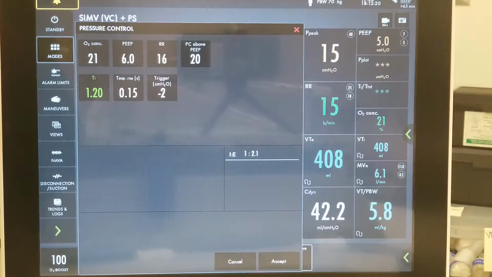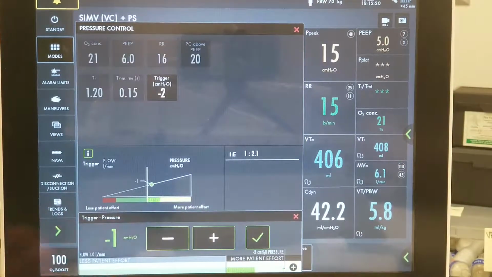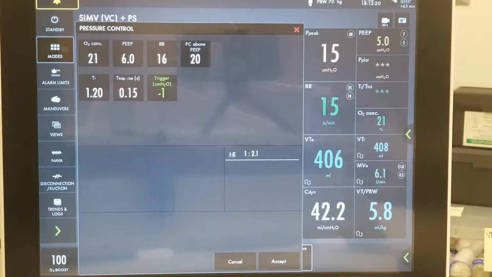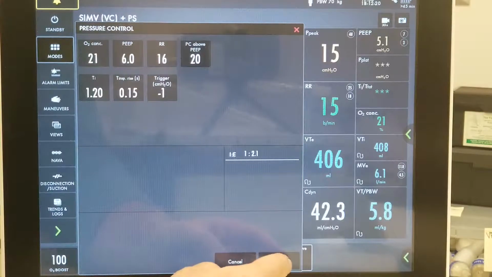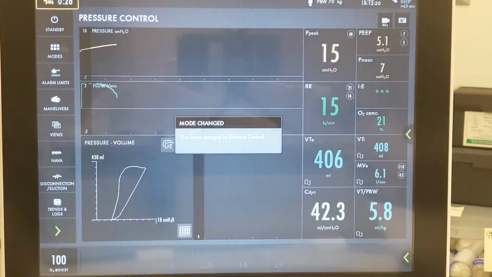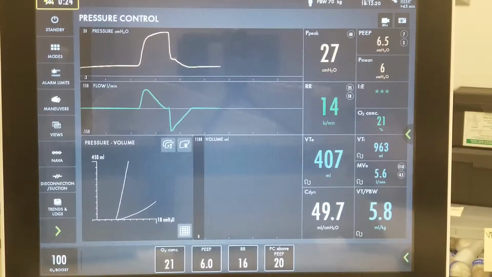of 0.15. And because the patient's compliance has improved, we should be able to make it more sensitive again and go to -1. We'll see, but remember, we always want as sensitive as possible with that auto trigger. So let's see if we get any auto triggers. So here we are in pressure ventilation now.